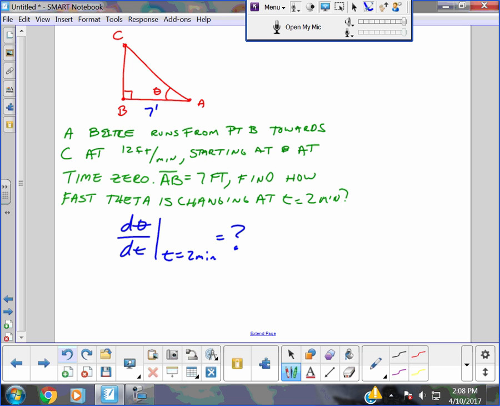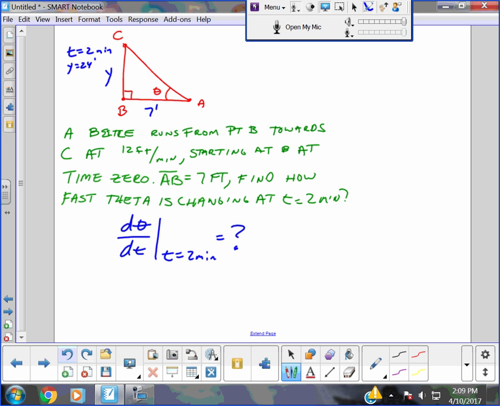We've got the beetle running perpendicular to the 7 feet. But I am not going to call this, and you guys might say right away, it's 24 feet. I agree. But I'm going to call it y, because I'm going to fix notation, and it is changing, the vertical distance. I do agree at t equals 2 minutes that y is 24 feet. And that might help us later.